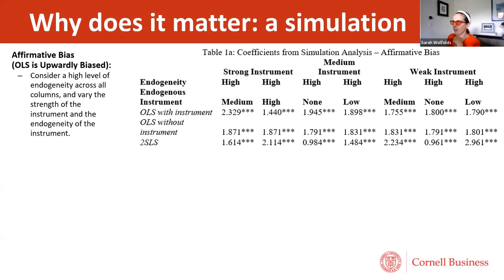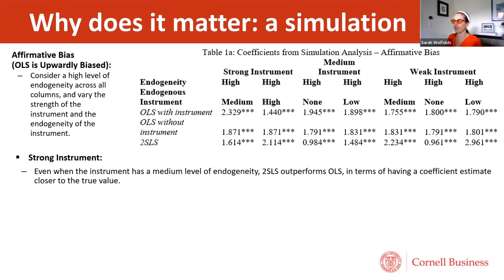For the sake of brevity, I chose the case where endogeneity is high, meaning you really need an instrument because there's a lot of endogeneity in the sample. Then I varied how endogenous the instrument itself is: slightly endogenous, very endogenous, or not endogenous at all. So what do we see here? If we have a strong instrument, even when the instrument has a medium level of endogeneity, that first column shows two stage least squares is closer to the true coefficient, beta equals one, than OLS. It's only when the instrument is highly endogenous that OLS outperforms two stage least squares with a strong instrument.